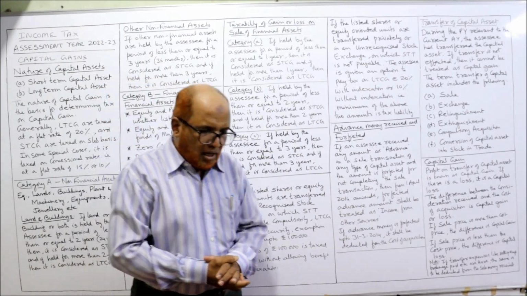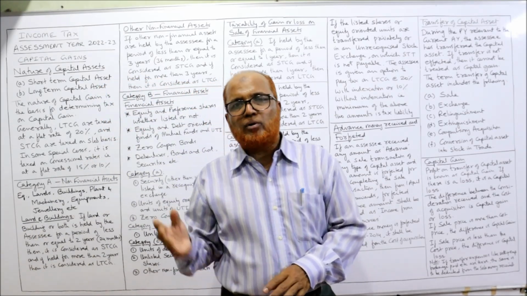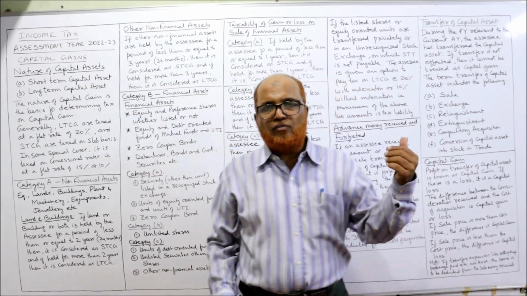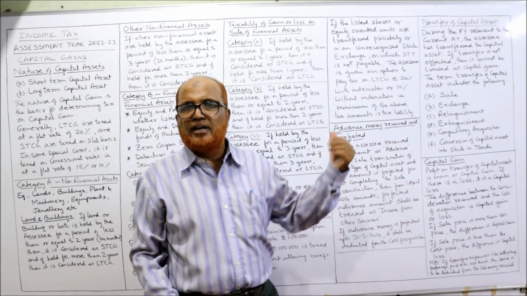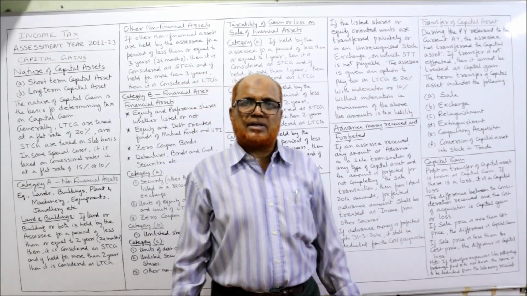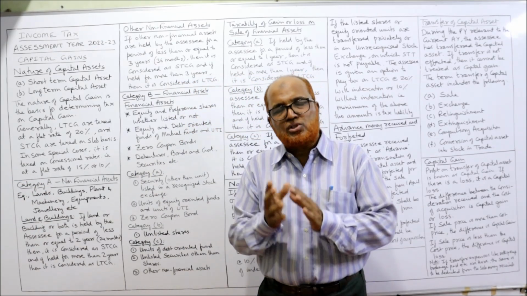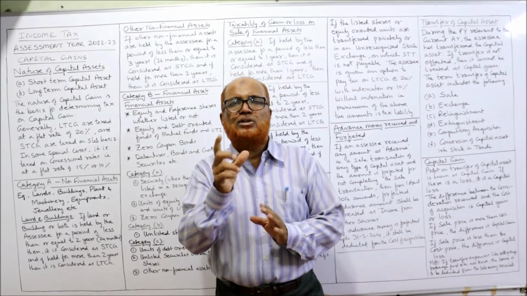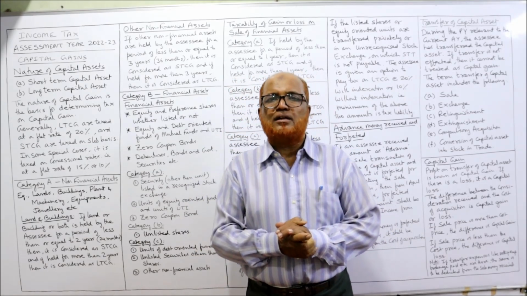That's it. So in this video, I have explained the nature of capital asset, then amount forfeited, advance money forfeited. Then I have explained the transfer of capital asset and what is capital gain. Inshallah, in the next videos, I'll continue with some more theory. Then after that, we'll start the problems.